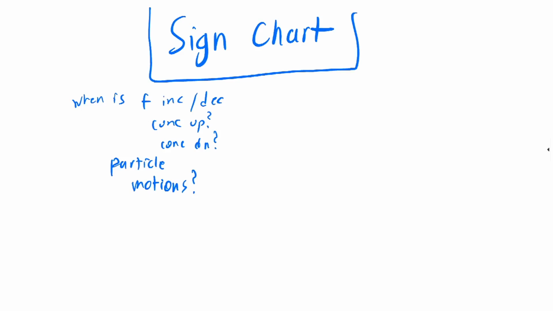So we're going to talk about a technique that I've been using for a very long time called the sign chart. And it's really good for AP calculus problems like the following that I've mentioned. So things like, when is f increasing? When is it concave up? What are the points of inflection? Particle motions. It'll take part in all of these problems.